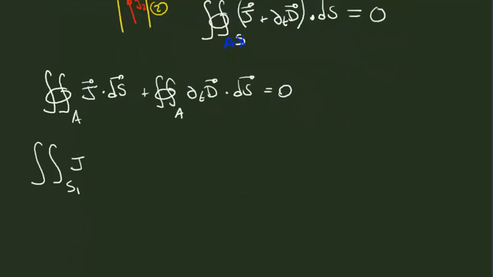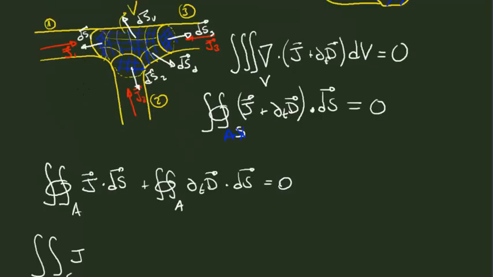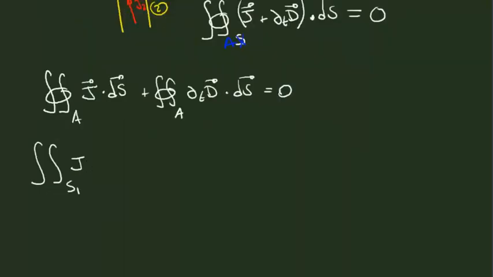So I'm going to integrate j, but in this particular case, the j that matters is only j1, because it's the only non-zero current density over there, ds1, plus the surface integral on S2, following the same logic, of j2, I should say, ds2, plus, and then here I would write the integral of j3 and surface 3, etc.